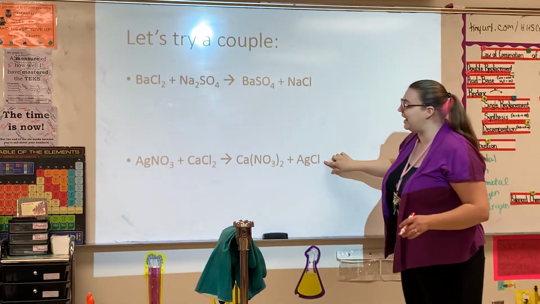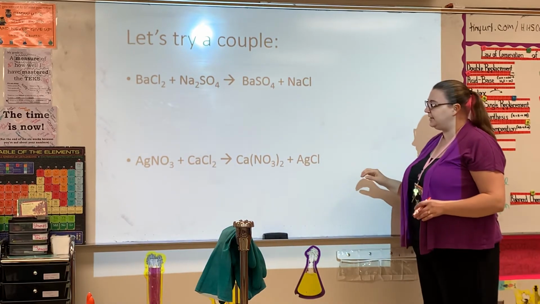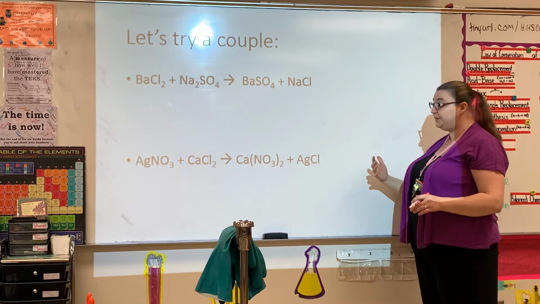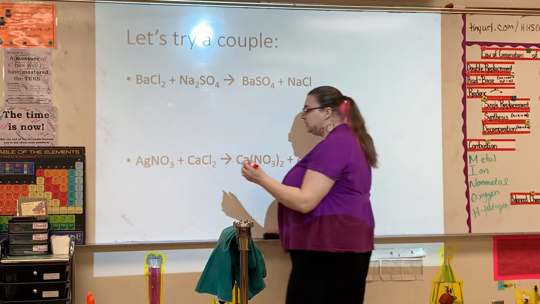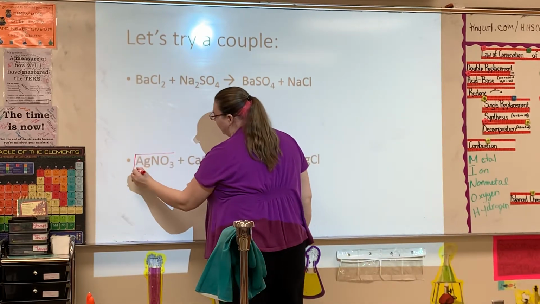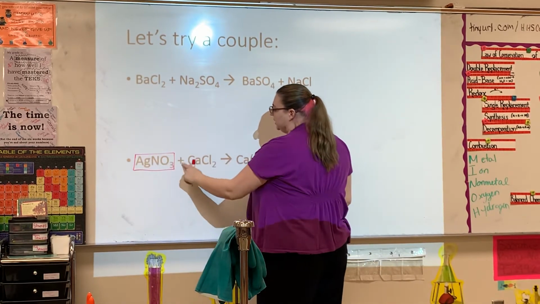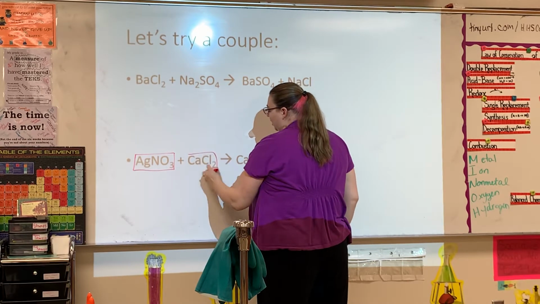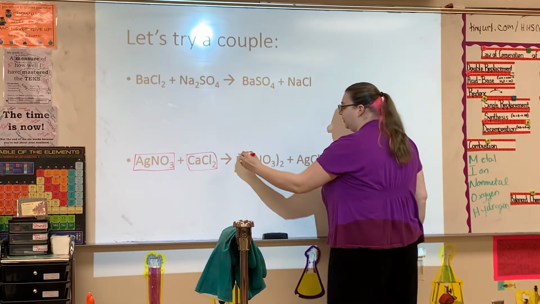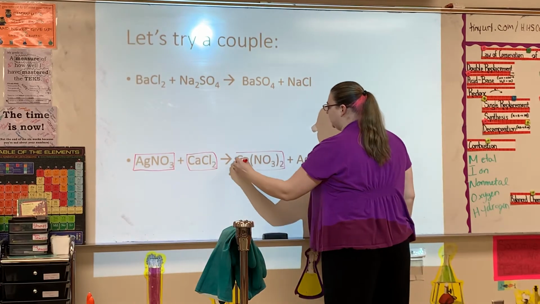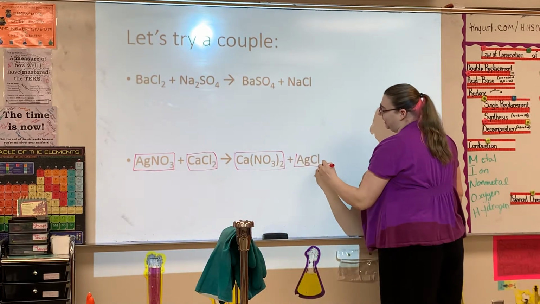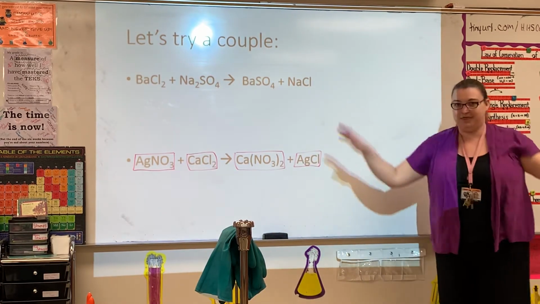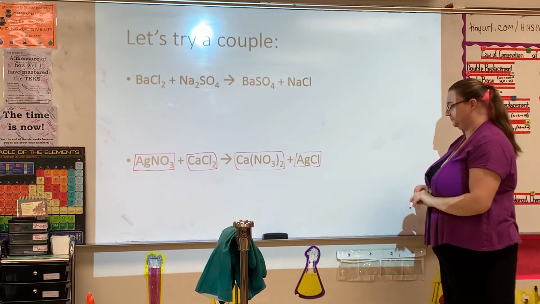The next one we have is AgNO3 plus CaCl2 makes Ca(NO3)2 and AgCl. So let's start by putting each of our compounds in a box. Can't touch this. Skip the plus sign. Can't touch this. Skip the arrow. Can't touch this. Skip the plus. Can't touch this. Nothing in the boxes can change. All right.